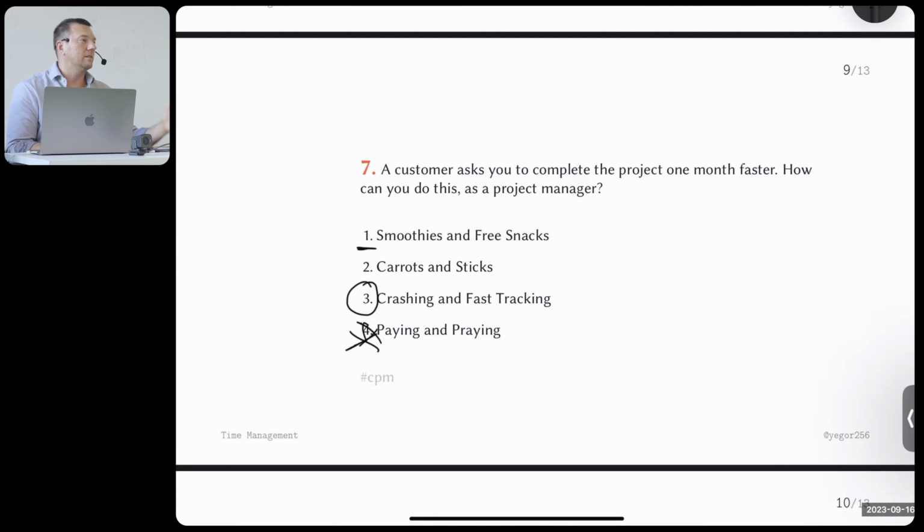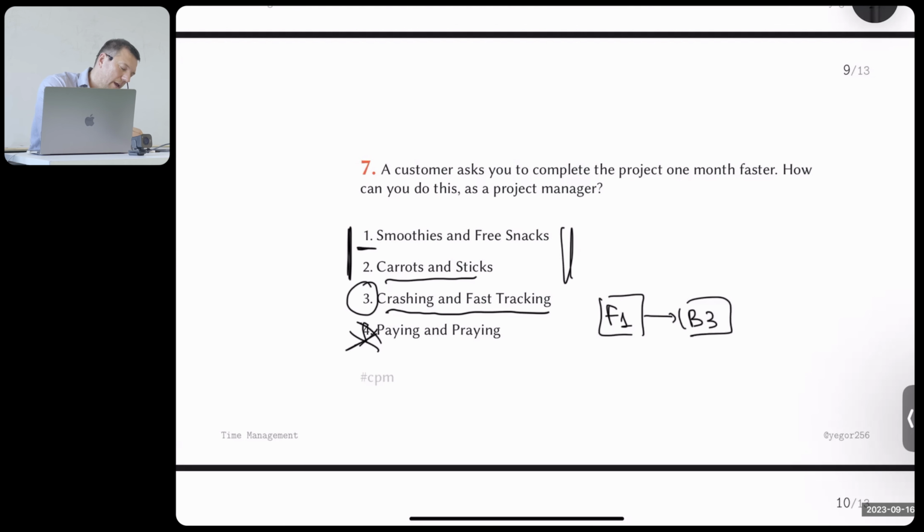Let's start with crashing. So let's say this is your timeline. This is your critical path. We need to implement feature number one. And then after that, we fix bug number three. And at the same time, we fix bug number 4.